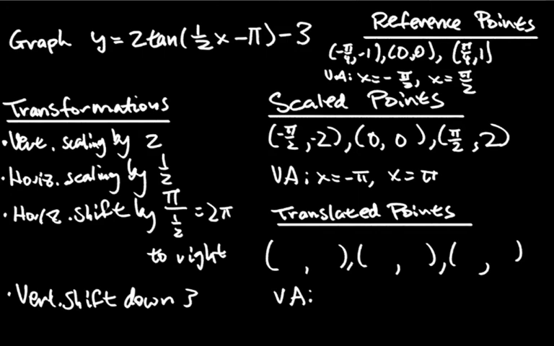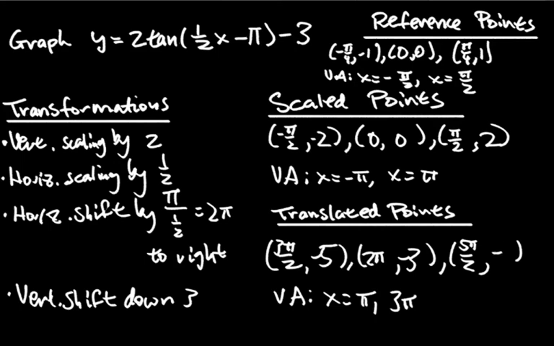So 2π to the right. That'll make things a lot easier, because we're dealing with pi's, right? So we got 2π to the right. Alright, so using this, if we go 2π to the right, that'll get us to 3π/2. That's going to get us to 2π, and that'll get us to 5π/2. Vertical asymptotes: that's going to move over, so that'll just be at π, and then that'll be at 3π. All right, how about the y values? Everything shifts down 3: -5, -3, -1.